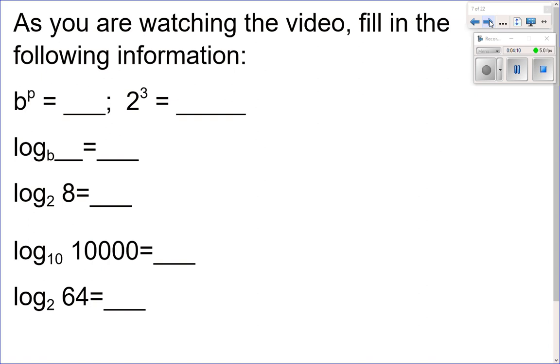From the video, some things you can fill in. Base raised to what power equals the number n, if you will. For example, 2 to the third we said is 8. If we were to write this in logarithmic form, it'd be log base b of n equals p. That's the relationship between writing a function in exponential form and writing that exact same function in logarithmic form. Now I'm going to go over how I do this later on in the lesson.